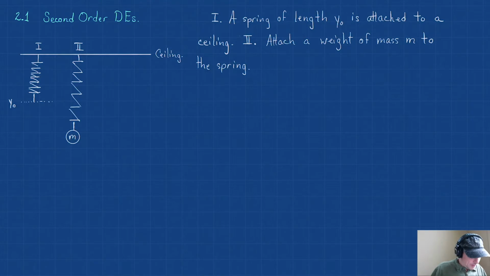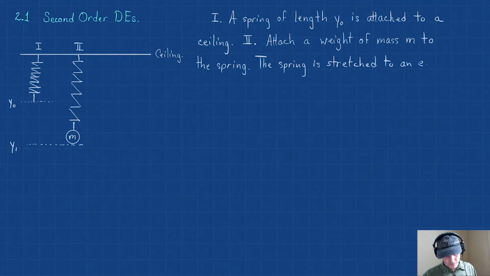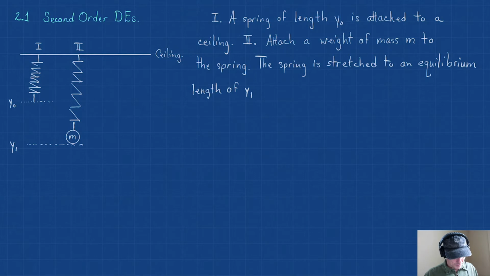Now let's come over here. Notice that now we're at some position y1. So the spring is stretched to an equilibrium length of y1. Okay, now here's where the problem gets interesting.